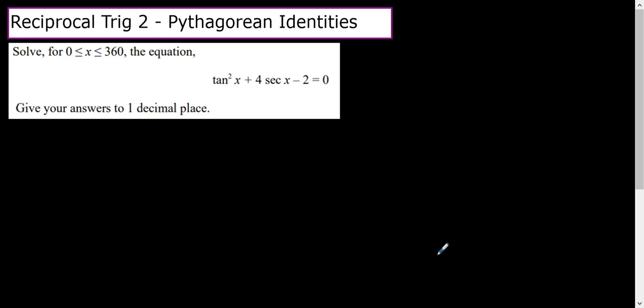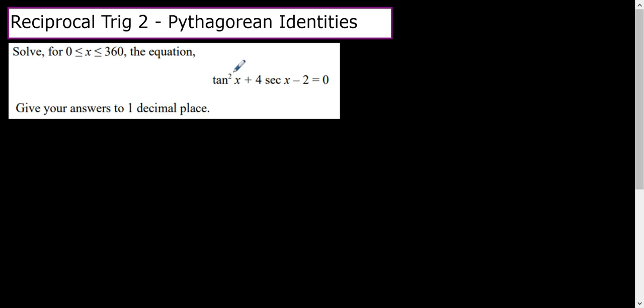So the first equation that we're going to be presented with is this. Solve for 0 to 360 the equation tan squared x plus 4 sec x minus 2 equals 0. So what's the problem with this question? Well, we have tan and we have sec. And whenever we have more than one trig ratio in the same equation, we need to use an identity to switch one of them out. Now, just the same as when we did the first section on solving trig equations, we go to the squared term. That's going to be the one that we switch out, because our identities all use squares.